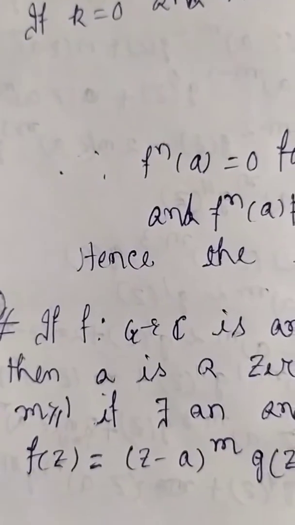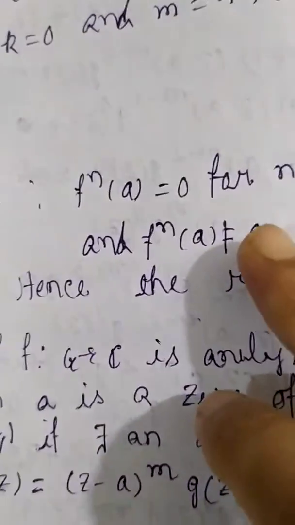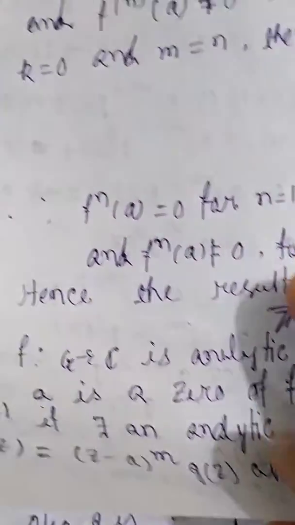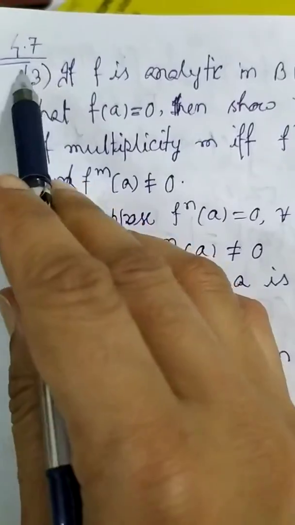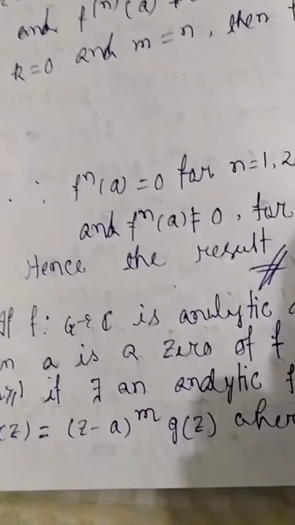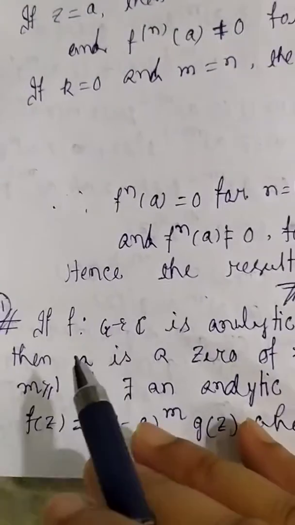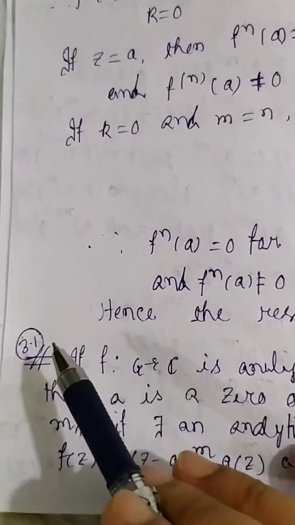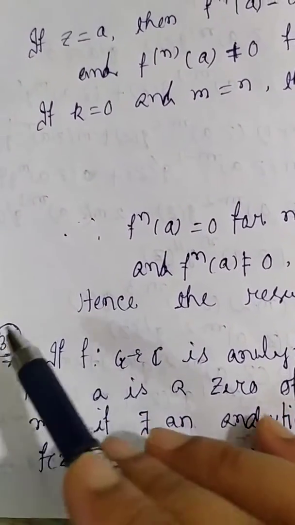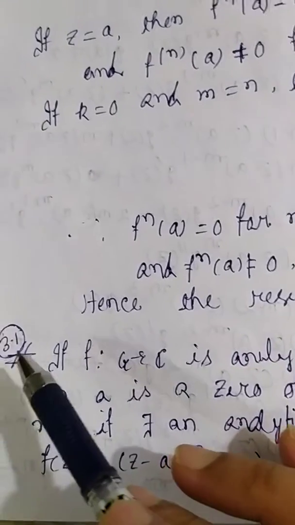So in this video we'll solve one exercise from 4.7 in the book. That is question number 3. We are going to solve this exercise. For this we have to remember the definition of the zero of an analytic function. You see section 3.1, which we have already discussed in our class.